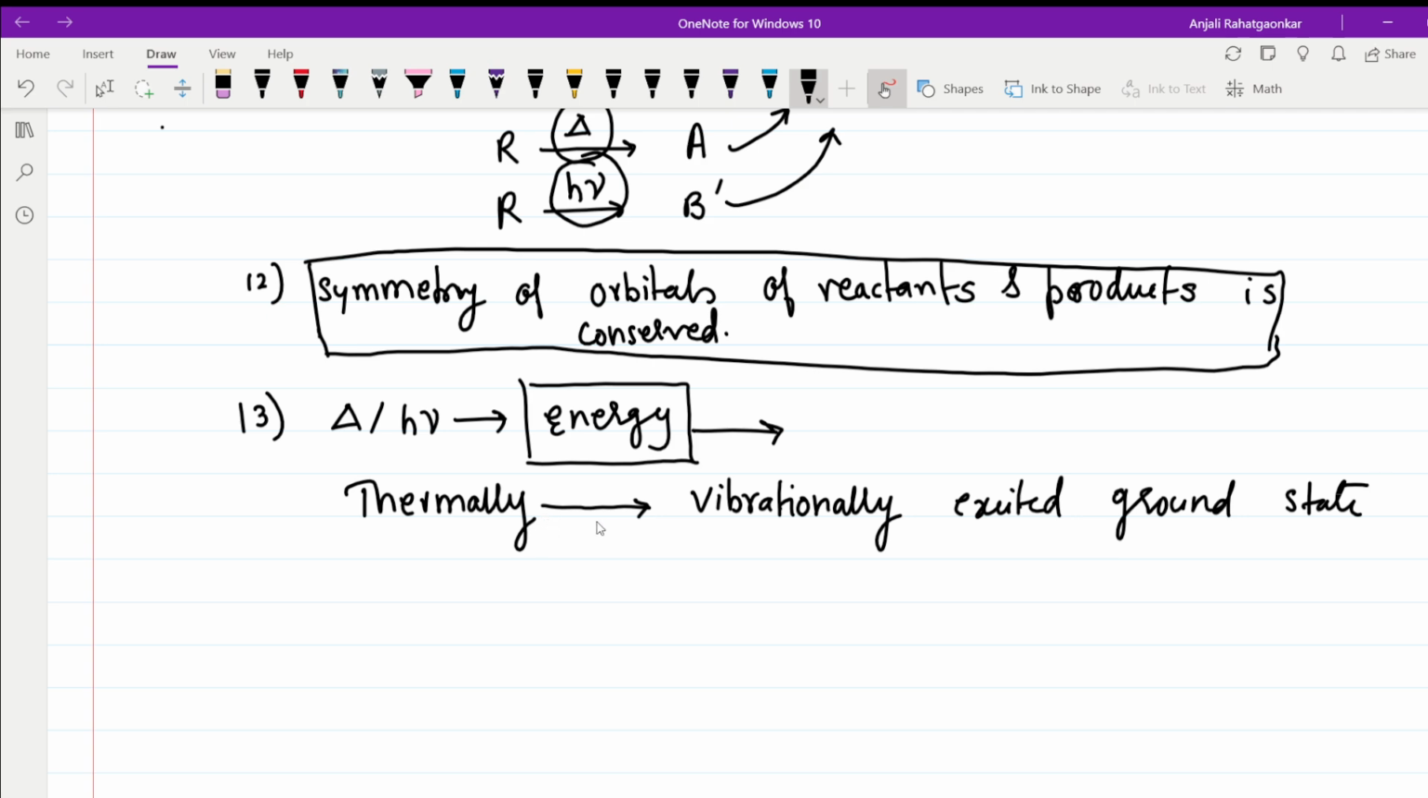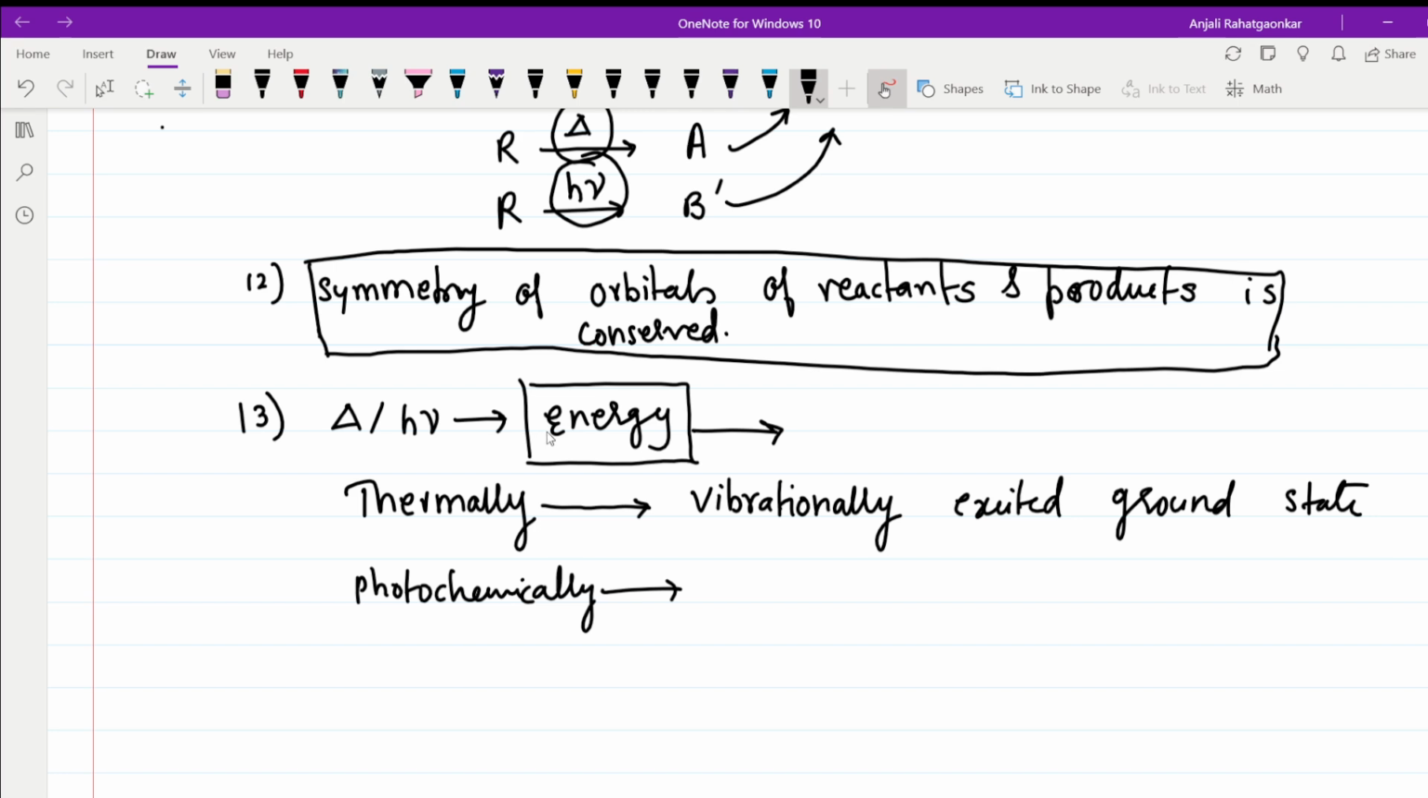And in the photochemical case, what is going to happen? Photochemically, here if you give heat to the reactants, what is going to happen? The molecules or the atoms, they are vibrationally excited in the ground state itself. There will be no excitation. They will remain in the ground state, or they may remain in the bonding orbitals.